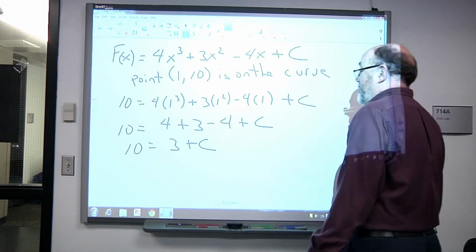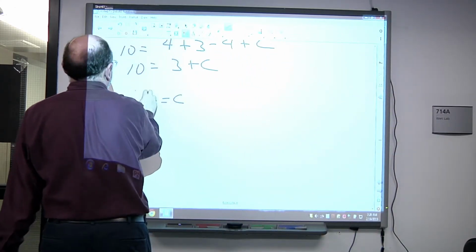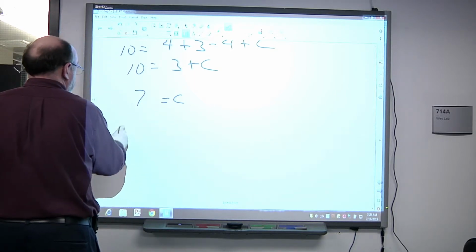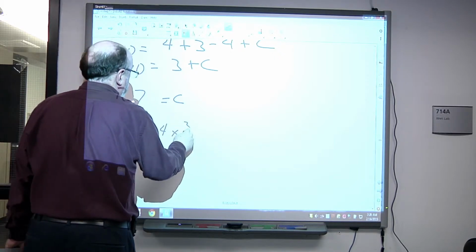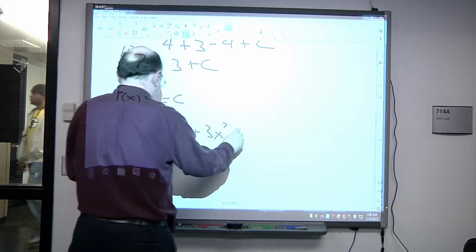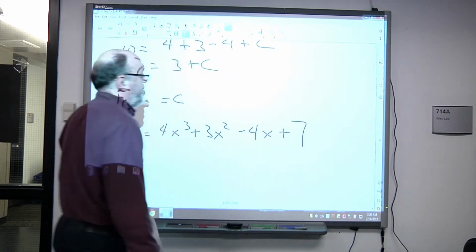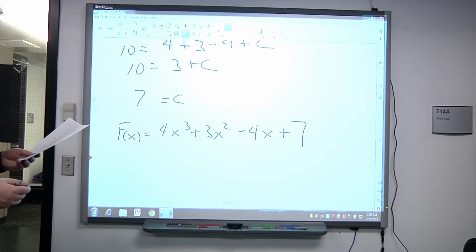And so c will equal 7. And so my exact equation then would be 4x cubed plus 3x squared minus 4x plus 7. Right? And that would be the exact equation. And we could find that because we were given a point on the curve. Right?